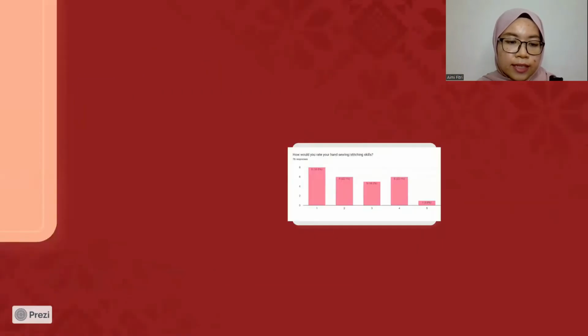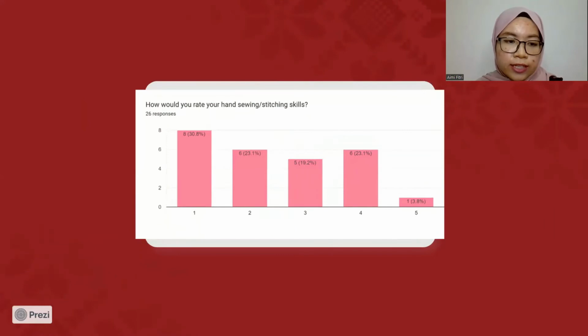Because the case study will use cross-stitch activities as an alternative way to make Songket patterns, respondents were also asked to rate their sewing or stitching skill, and the majority of them rated that they do not possess excellent stitching skill.